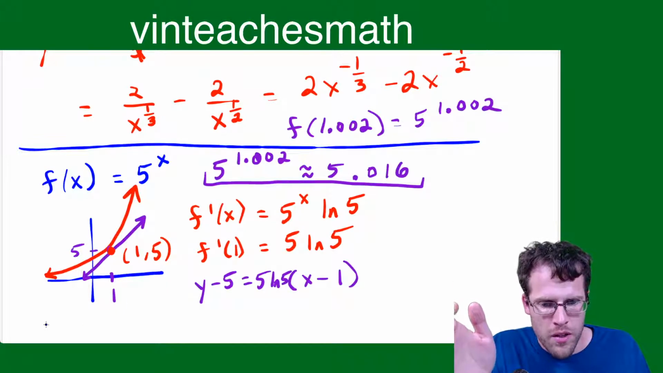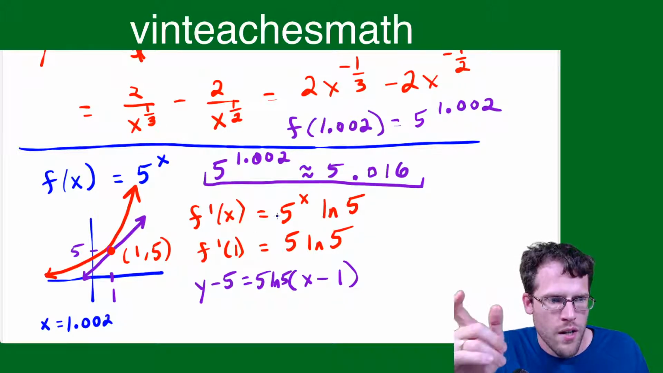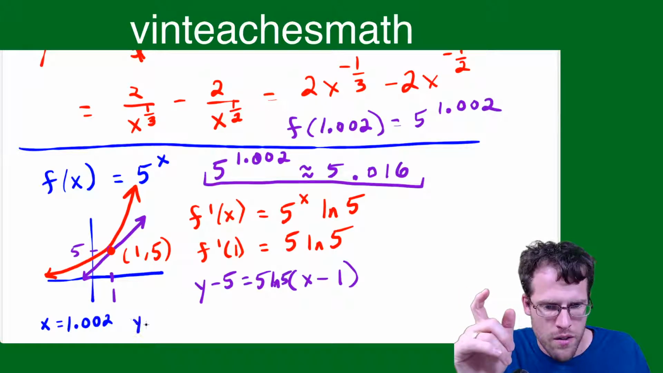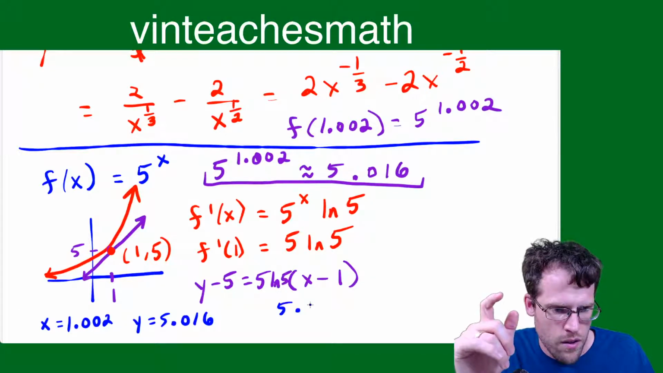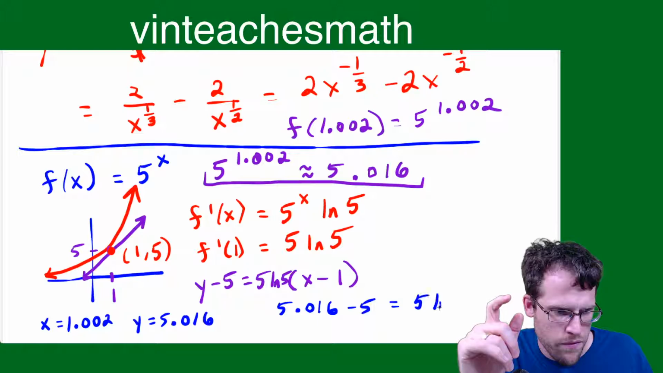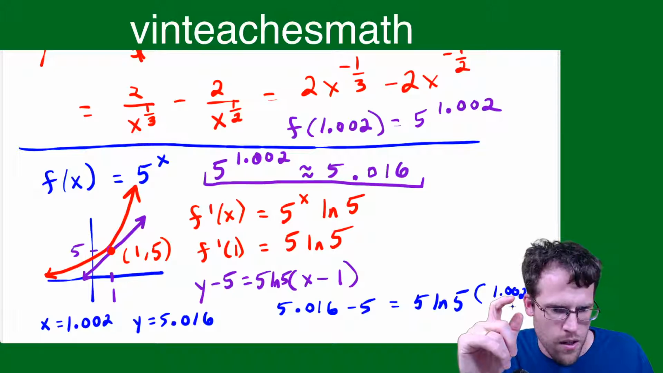So we plug in x equals 1.002 and we have y equals 5 and then 0.016. So if we plug those in, we're going to have 5.016 minus 5 equals 5 ln 5 times x, which is 1.002. So we have 1.002 and then minus 1.